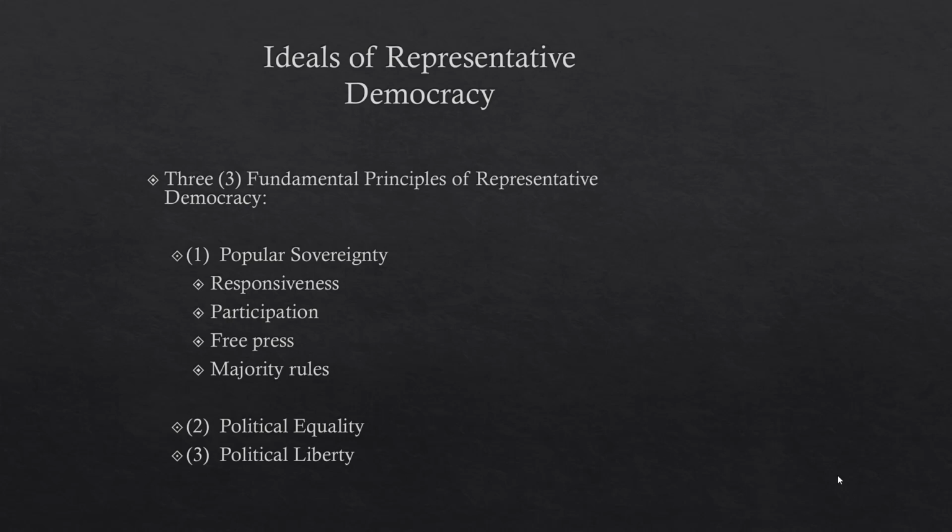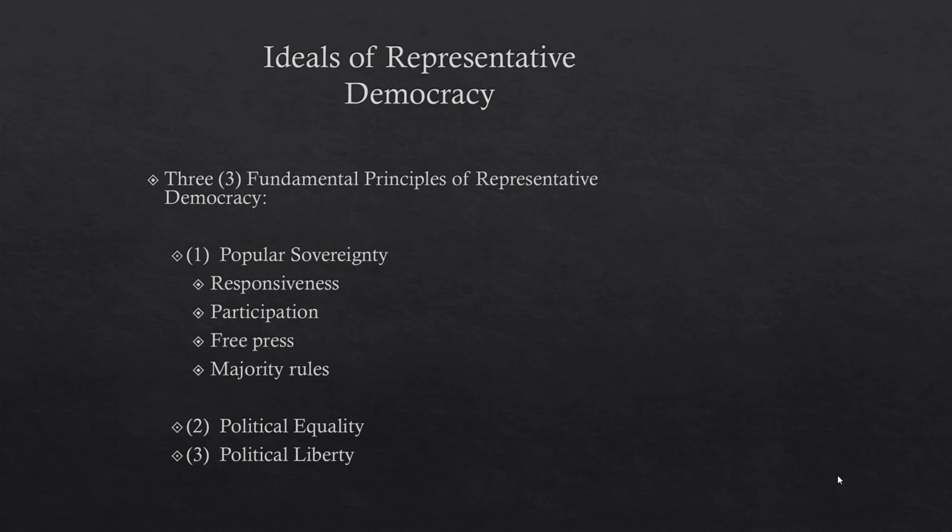The second fundamental principle is political equality. And this is the Revolutionary War ideal that each person carries equal weight in voting and other political decision-making. Thus, the idea of one person, one vote. Keep in mind that political equality does not include any other type of equality, not social or economic, not racial or gender, just that each vote counts the same.